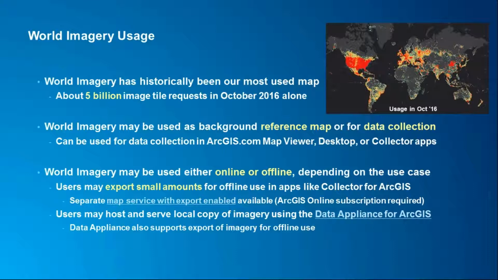October. You can see there's a high concentration of activity in North America and Europe, but also quite a bit of activity spread around Asia, Australia, South America, and parts of Africa. It's a pretty widely used map, not just in urban locations, but in various locations around the world.